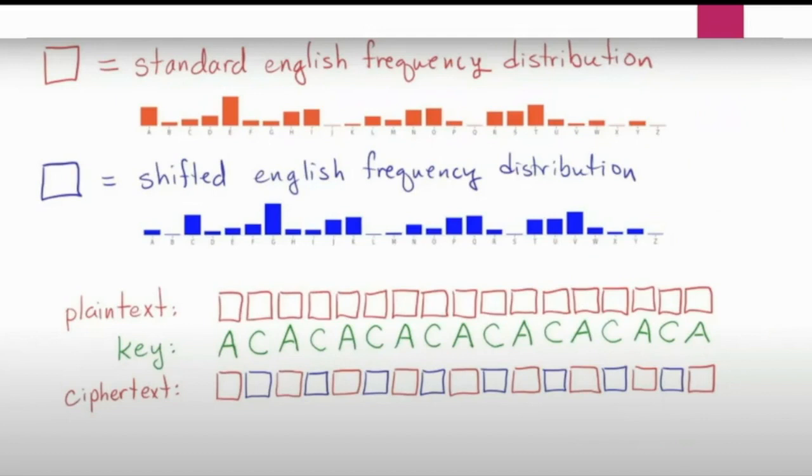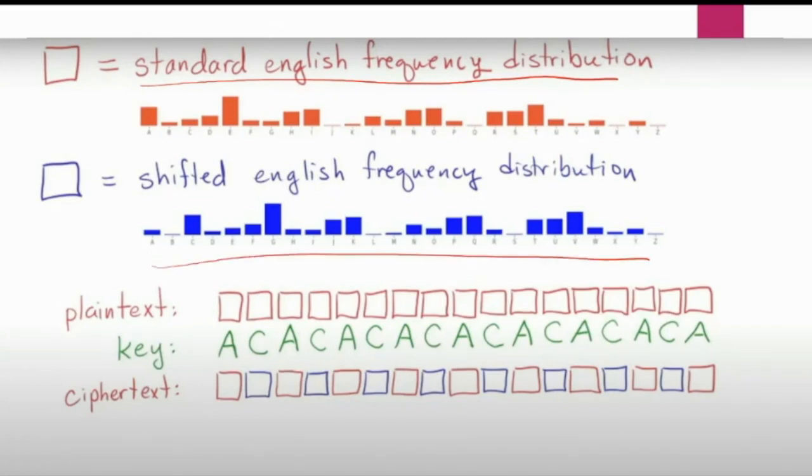See, this is the standard frequency distribution of English. We have seen it quite many times in tabular format. This is the graphical format of that. Now, this is the shifted English frequency, right? Now, let's see what the correlation is between these.